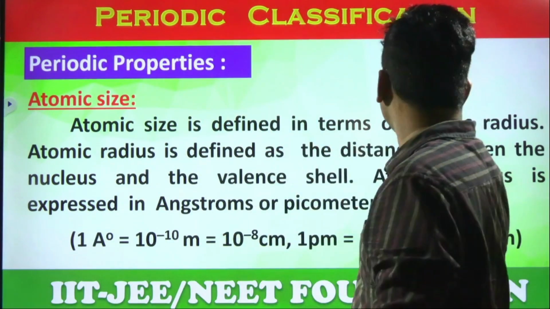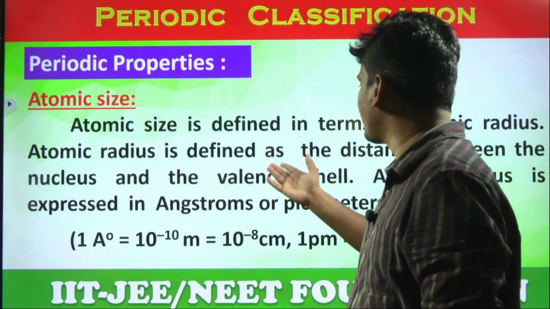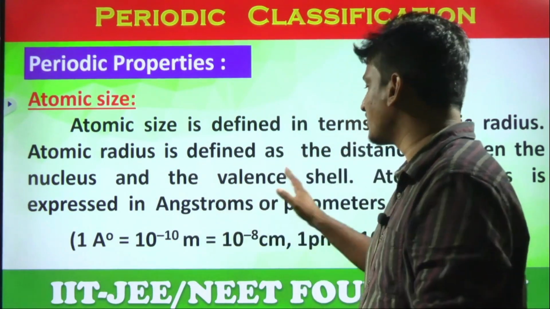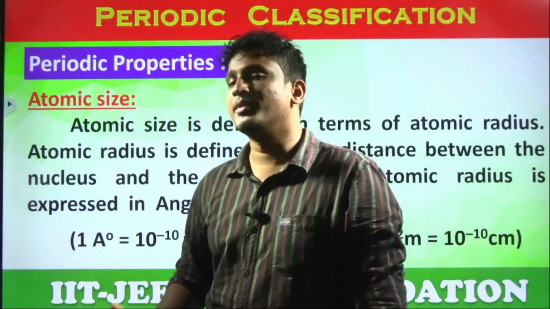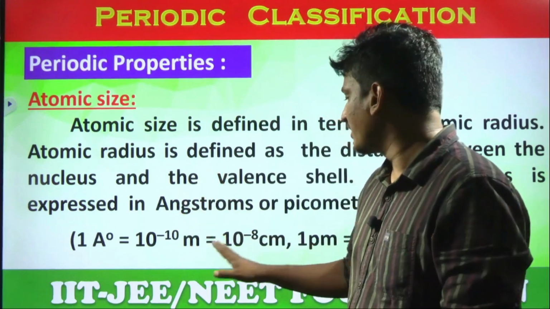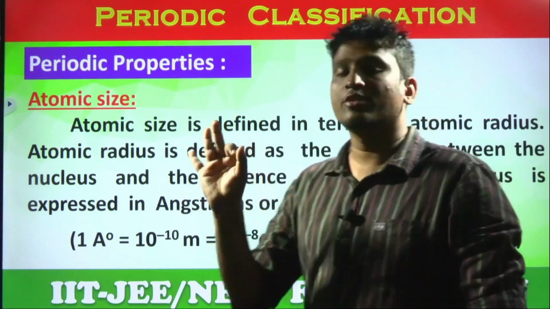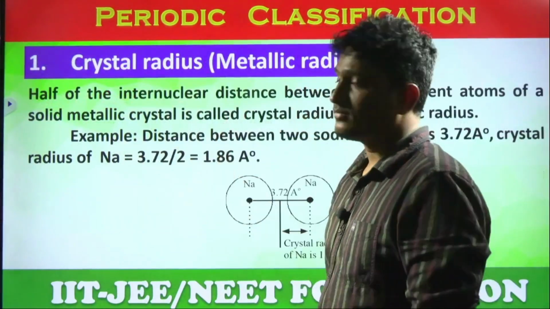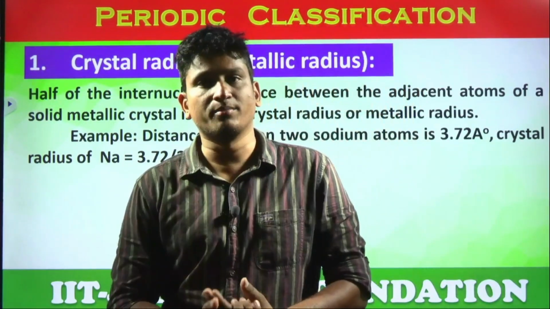Students, it is different in terms of atomic radius. Atomic radius is different as the distance between the nucleus and the valence shell. Atomic radius is expressed mainly in angstrom units or picometers. You have to remember these conversions: 1 angstrom equals 10 to the power of minus 10 meters, and 1 picometer equals 10 to the power of minus 12 meters. So let us check the trends as well as the types of atomic radius.